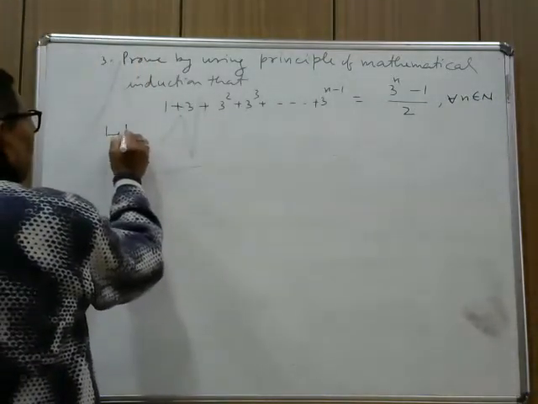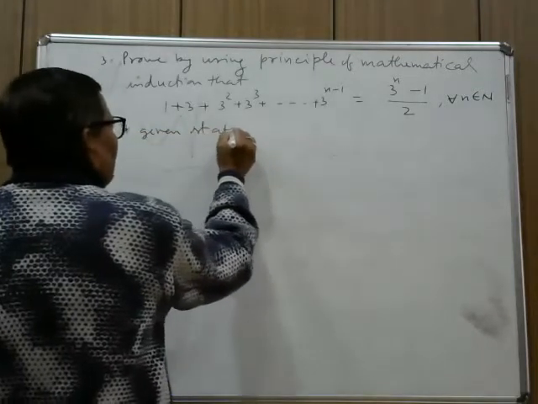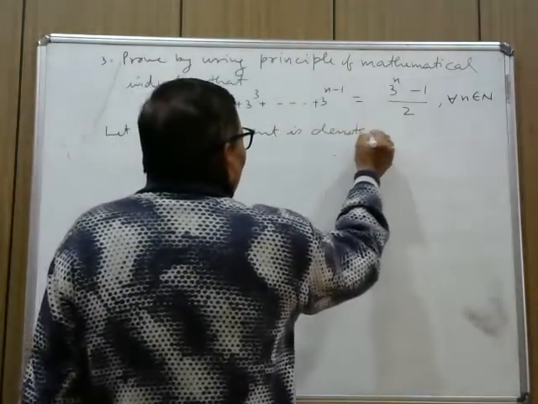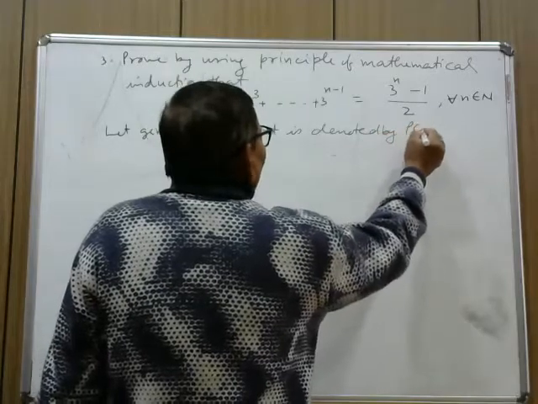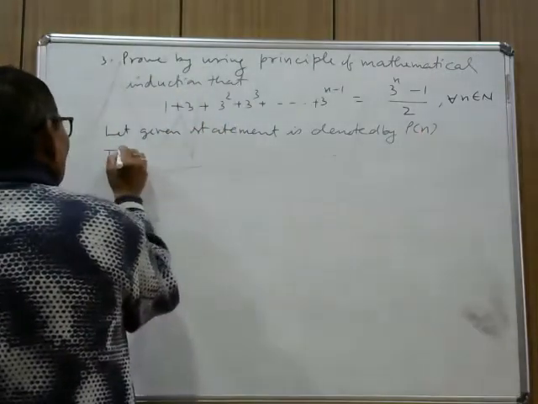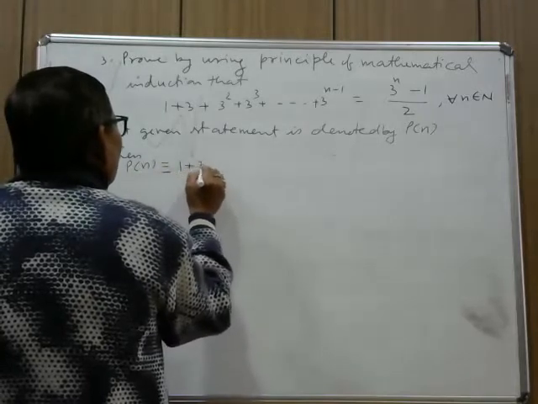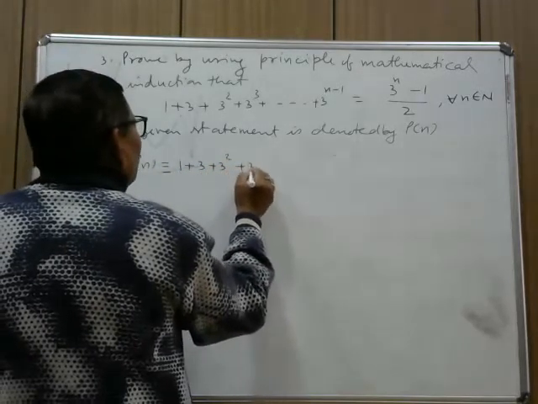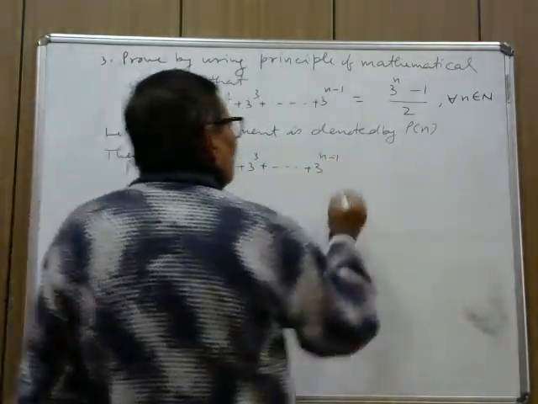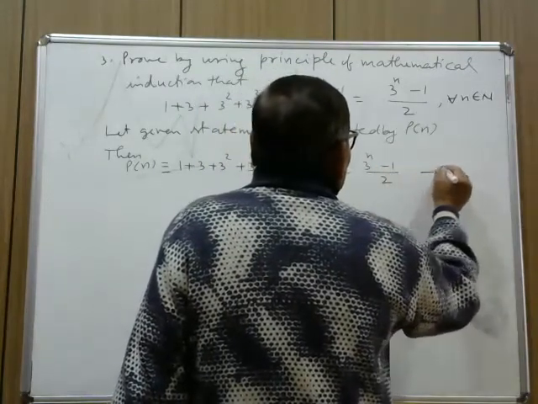Let the given statement be denoted by Pn. So we can write Pn equals 1 plus 3 plus 3 square plus 3 cube plus and so on plus 3 to the power n minus 1 equal to 3 to the power n minus 1 by 2. This is 1.